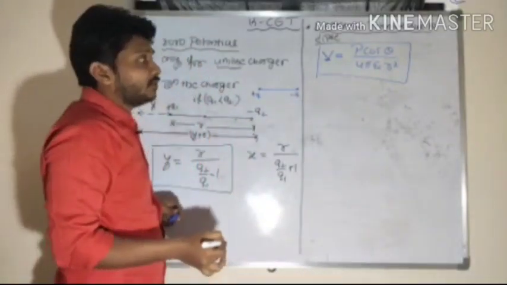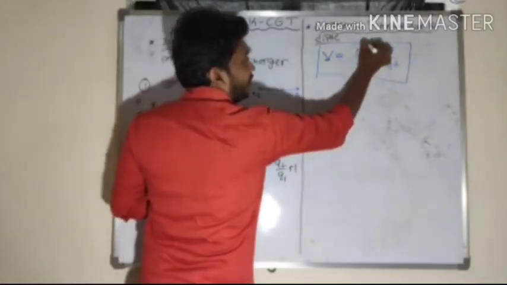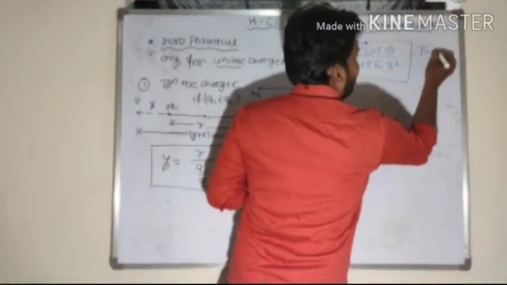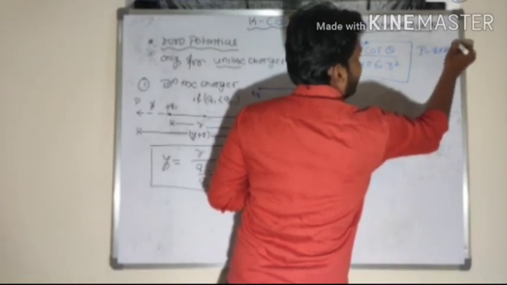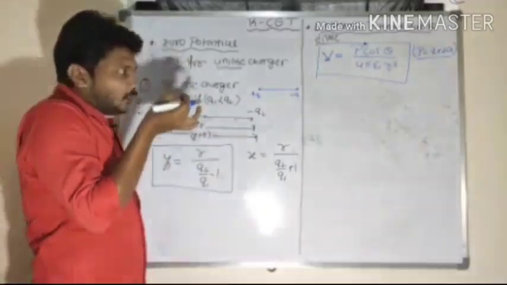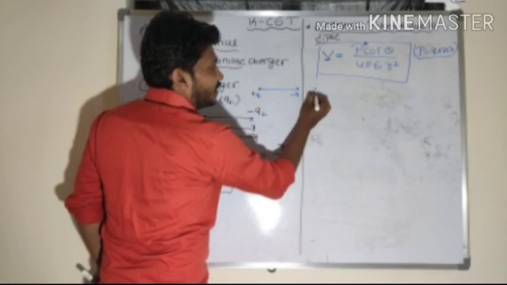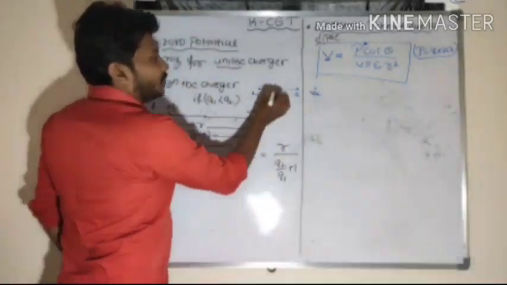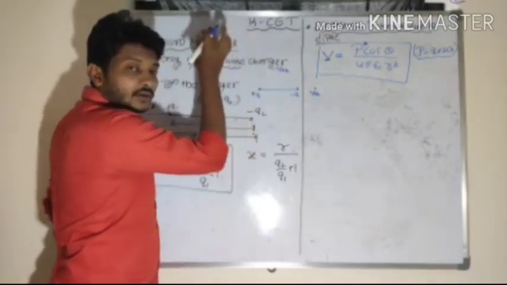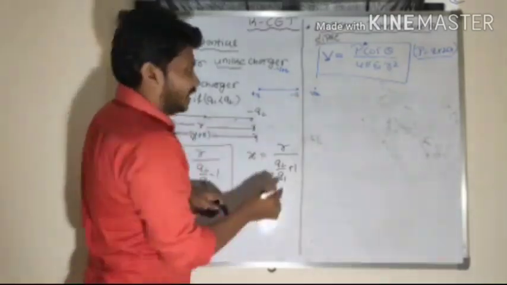So that potential value V is equal to P cos theta divided by 4 pi epsilon naught r square, where P represents the dipole moment. What is the formula for a dipole moment? P is equal to Q into 2L, I will consider. So now what about the potential value if the point of observation is on the axial line? And what about the potential value if the point of observation is on the equatorial line? So I want to consider the potential value at the axial line.